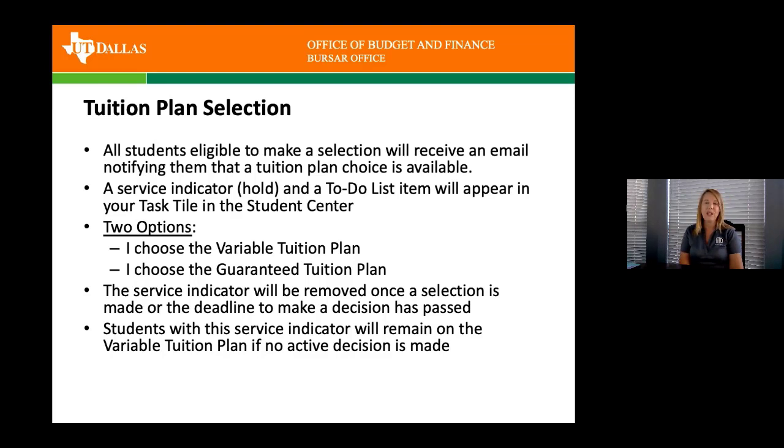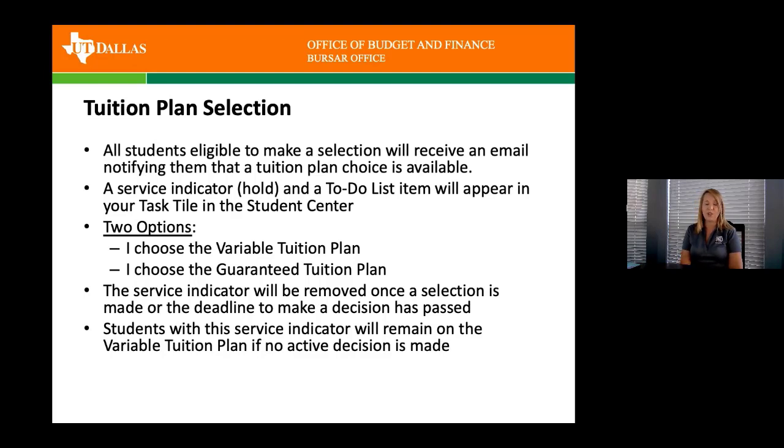I know when we say hold, usually the students immediately think, I have a hold, I can't do something. That doesn't always ring true in this situation. A service indicator just lets you know that there is something that needs to happen on your account. It doesn't always mean that you can't register or look at your account or anything like that. You'll also have a to-do list item, and that's where you'll click on the to-do list item on your task tile in the service center.